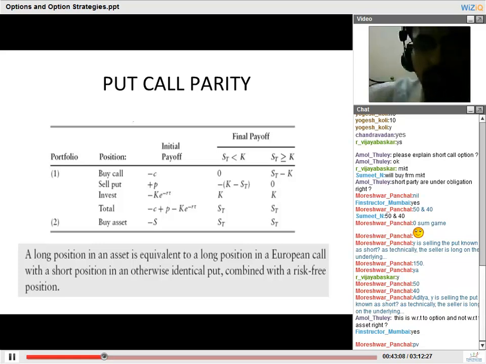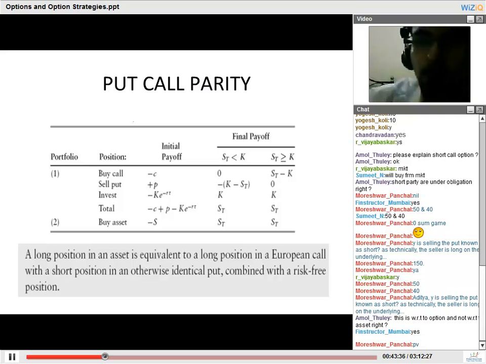Now let's understand two portfolios. Portfolio 1 is buying a call option, selling a put option, and investing at the risk-free rate. So in portfolio 1, I bought a call option. Both are European options. European options means they can only be exercised at maturity. I sold a put option and I invested some money at the risk-free rate.